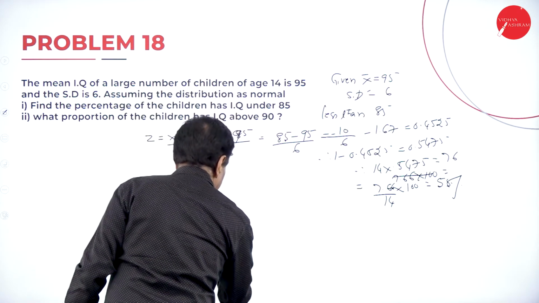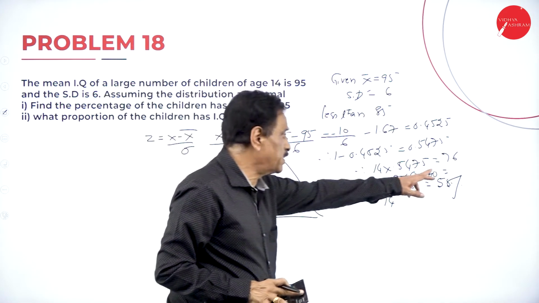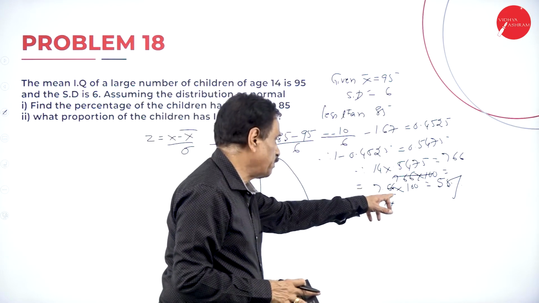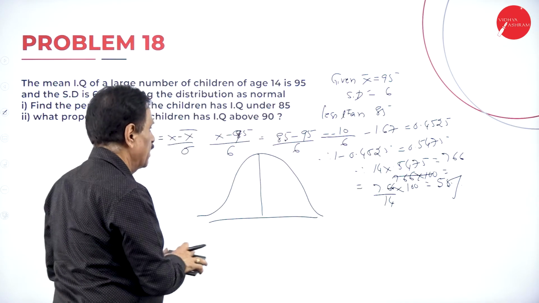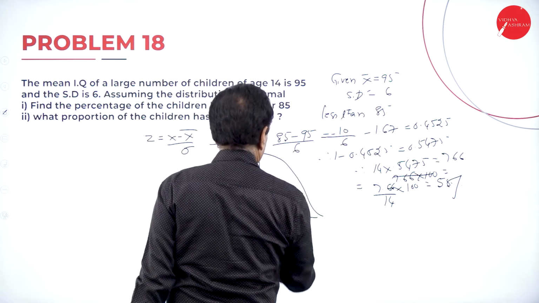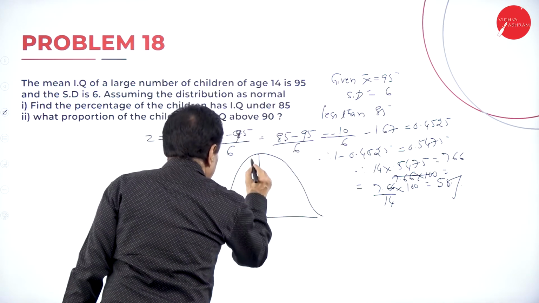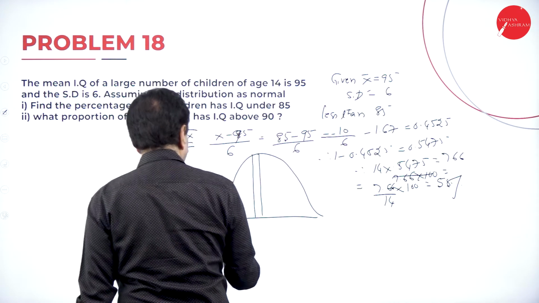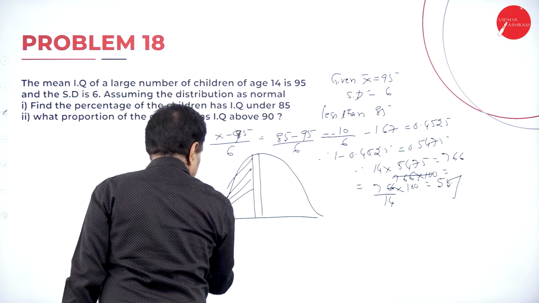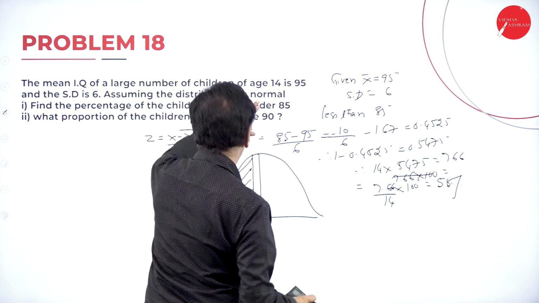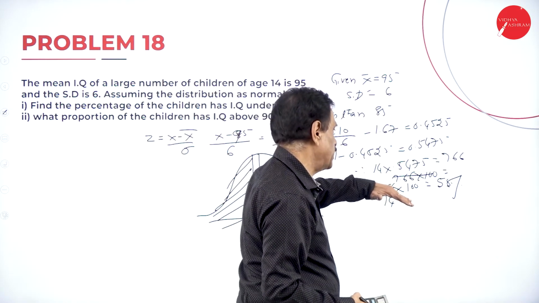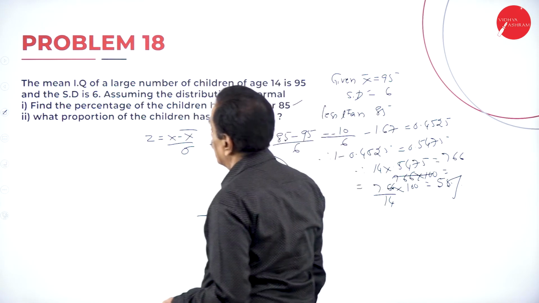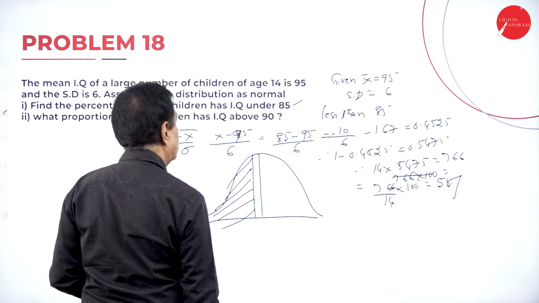We'll make the graph now. You got the answer 7.66 for 14 children, and for 100 it is 55%. So your answer is minus 1.67 somewhere here. Assume children with IQ under, less than. I took the 14 as a base. For 14 it is 7.66, into 100 is 55%. So this I got. Then what portion of children has IQ above 90?